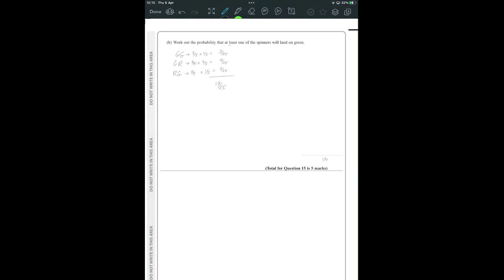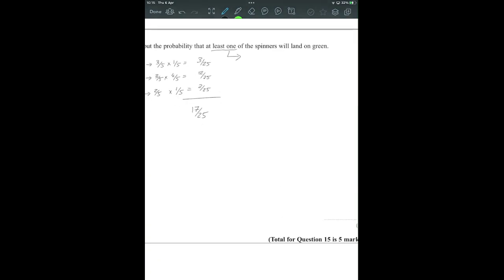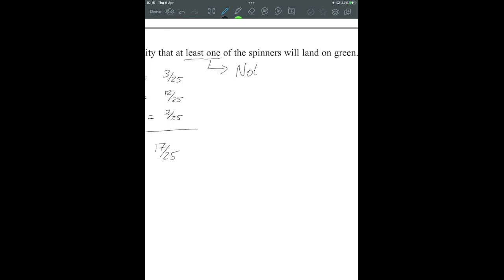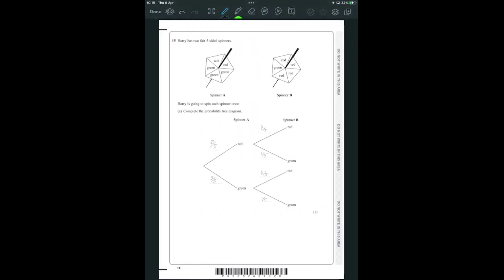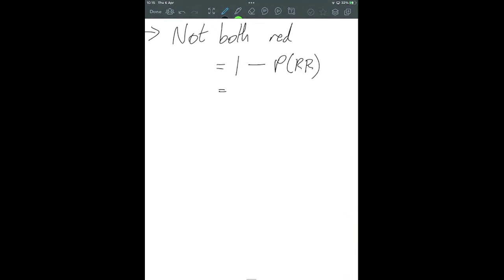Alternatively, you can notice that at least one means the opposite, so not both red. If you're at least one green, then you're not both red. So you could have also worked out that probability as 1 minus red, red. I said I'd only talk about it, but I'll fill in the working this far. Red, red was 2/5 and 4/5. So that's 1 minus 2/5 times 4/5. That's 1 minus 8 over 25, which is 17 over 25.